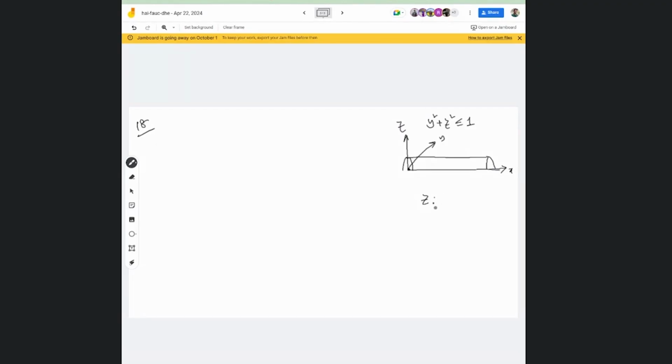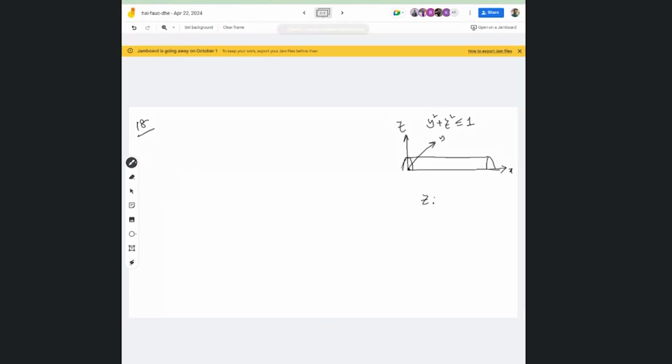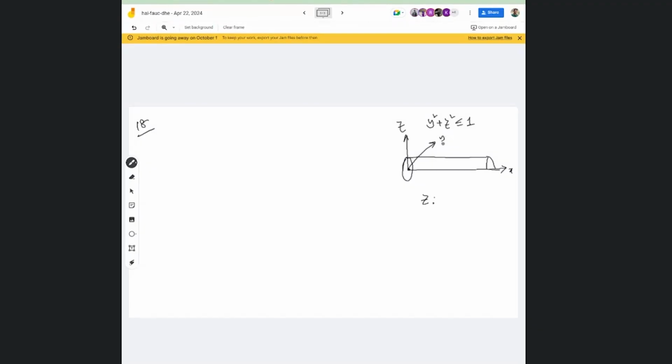Explain further. The graph is telling us y square plus z square less than or equal to 1. So now if I draw the graph in this way, maybe that would be much more understandable for you. Y square plus z square less than or equal to 1. If I equalize it, y square plus z square equals 1.